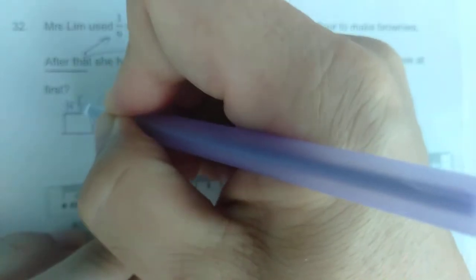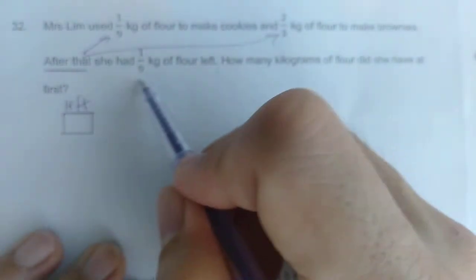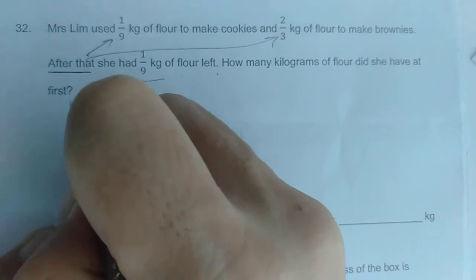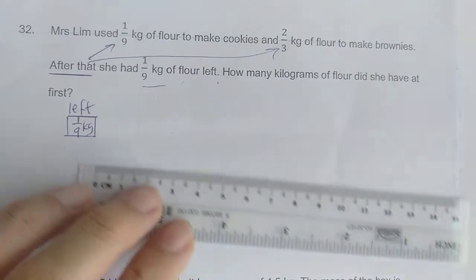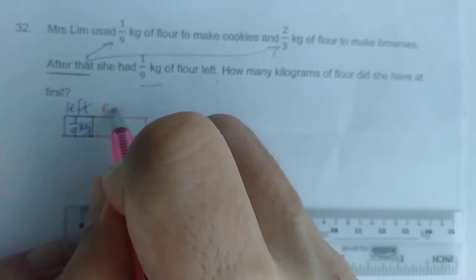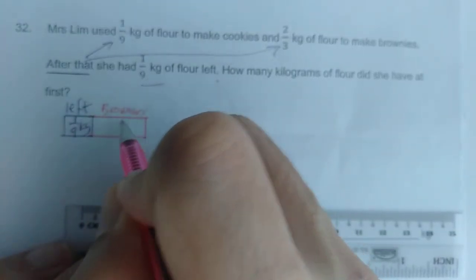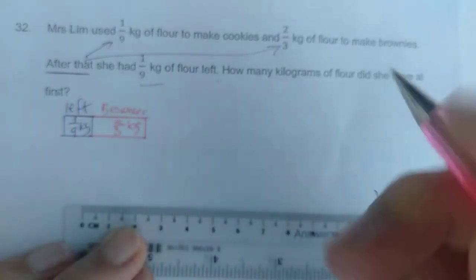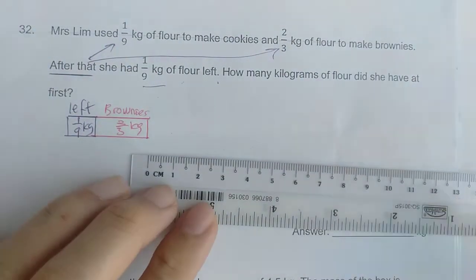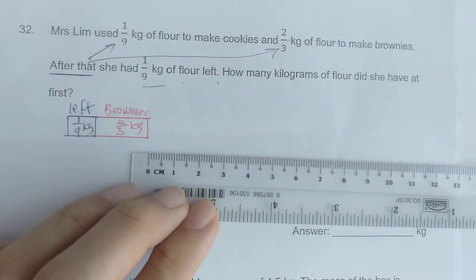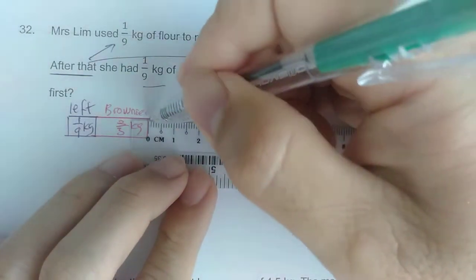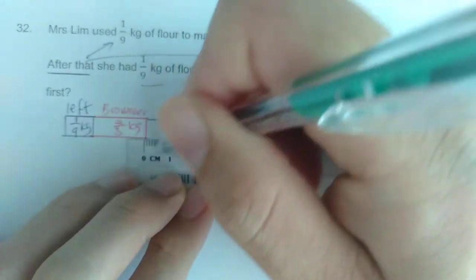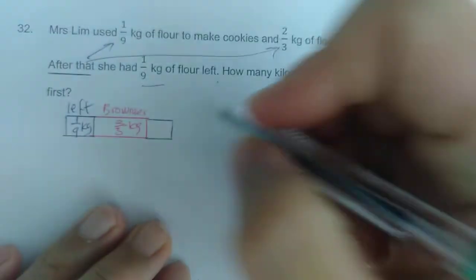This is what she has left. And what she has left is 1/9. How about the brownies part? Okay, so there's also a part where she used flour to make brownies. I just draw here is the brownies portion. 2/3 kg was for the brownies, and she used 1/3 to make 1/9 kg. Alright, 1/9 kg to make cookies.